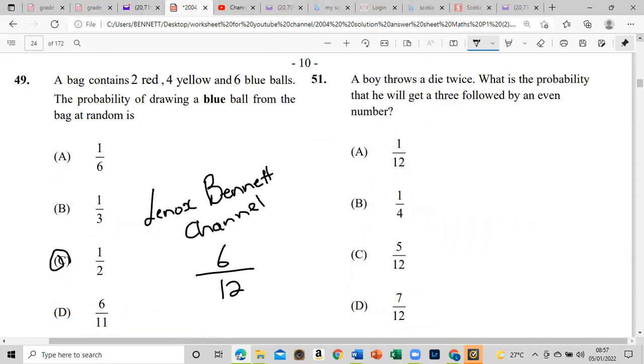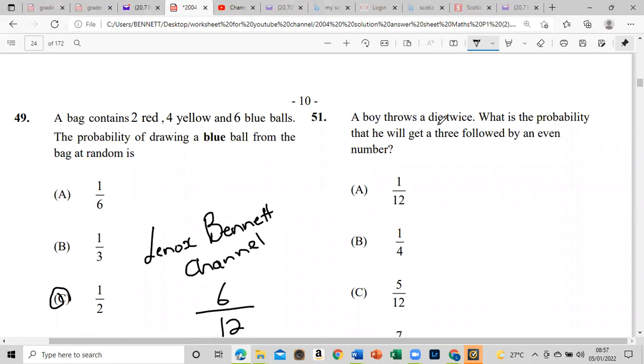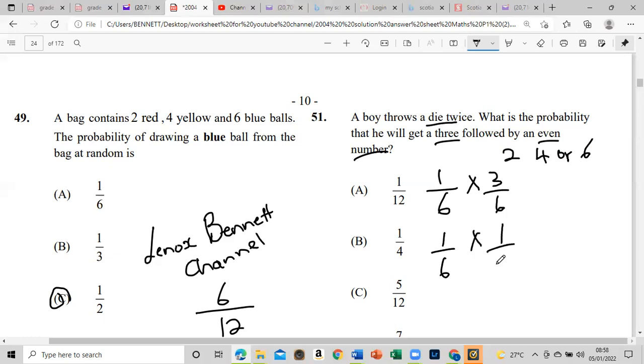Let's move on to 51. A boy throws a die twice. What is the probability that he will get 3 followed by an even number? Alright, so the first throw, 3 will be 1 out of 6. And then the second throw, an even number will be 2, 4, or 6. So that's 3 out of 6, which is a half. So 1 over 6 times 1 over 2 gives 1 over 12. So it would be A.